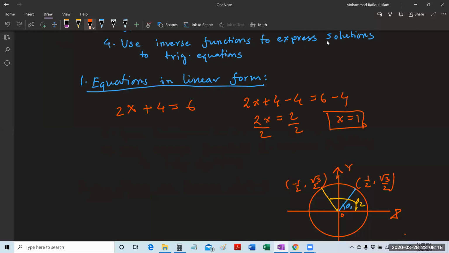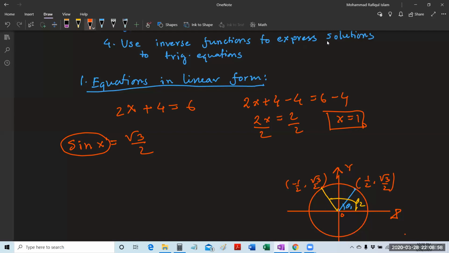Now, if we have a trigonometric equation like this, sine x equals root 3 over 2, note here, this is in linear form. Why is it linear form? Because the expression sine x is in its first power. There is no squared or multiplication of any other trigonometric functions. So this is a linear trigonometric equation. Our purpose is to find the values of x, meaning we need to find the angle which gives us sine x equals root 3 over 2.